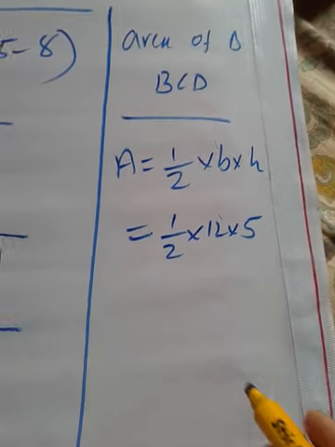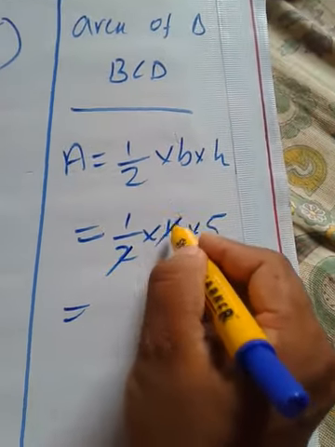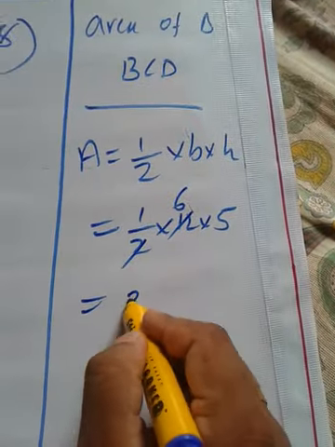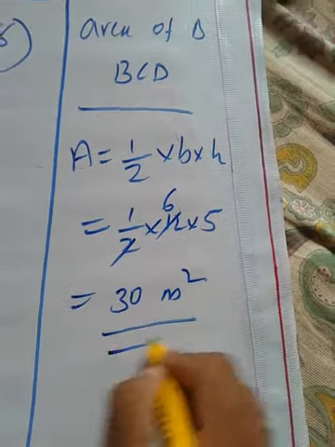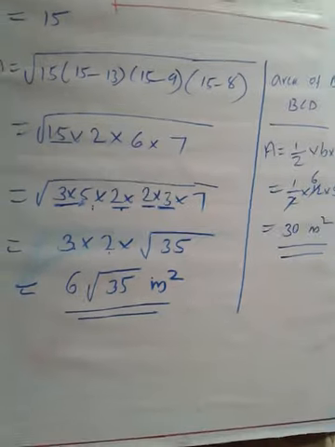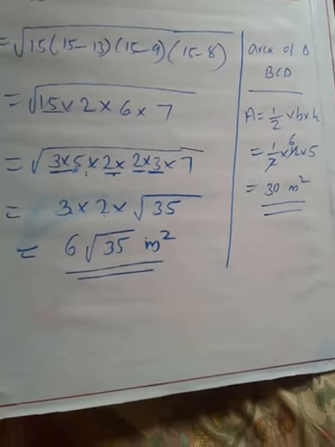Apply everything there. So you can cancel this 2 and 12 here. You can write 6. 6 into 5 is 30. 30 meters square. Okay, so we got the two triangles' areas separately. Then it is the time to add.